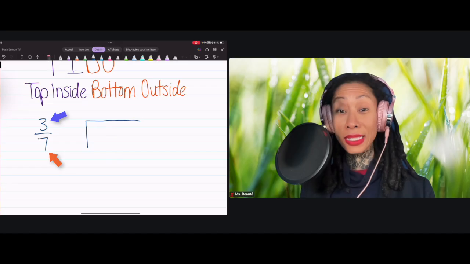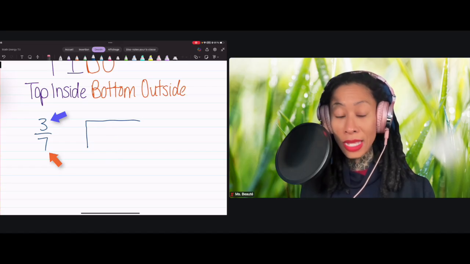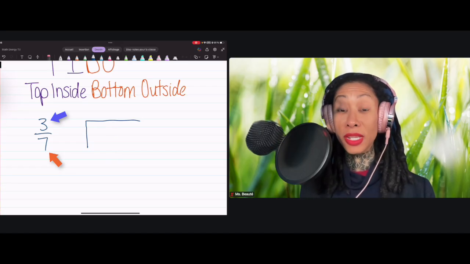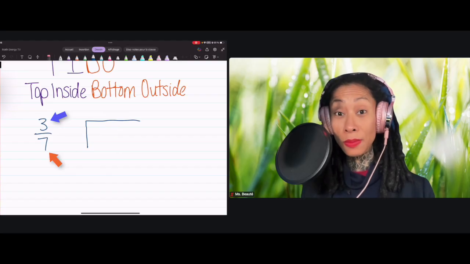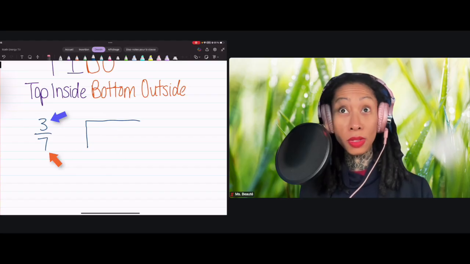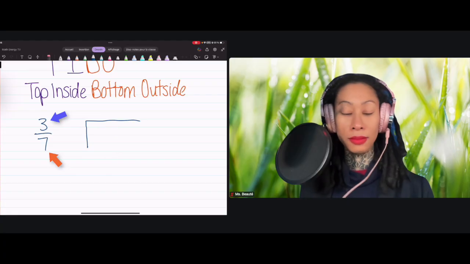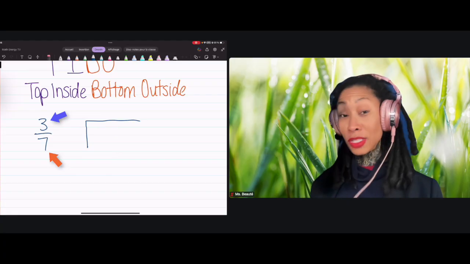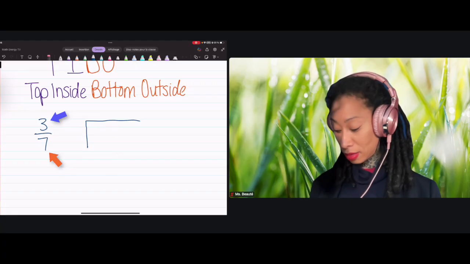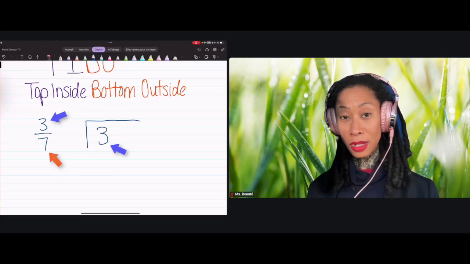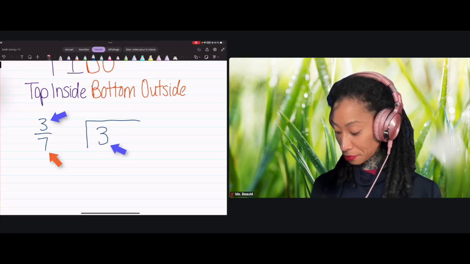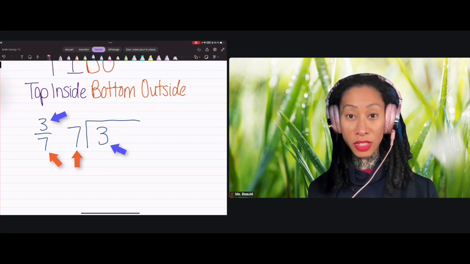No, it is not based on which number is bigger. It's always based on position. That's what TIBO reminds us of. It's not, well, if this is greater than this, then nope. So the 3's on the top, it's going on the inside. 7 on the bottom, going on the outside. Then we work on long division.